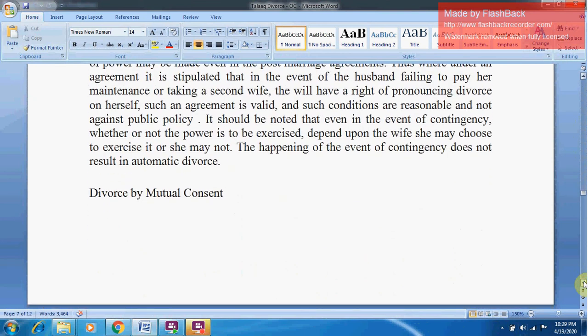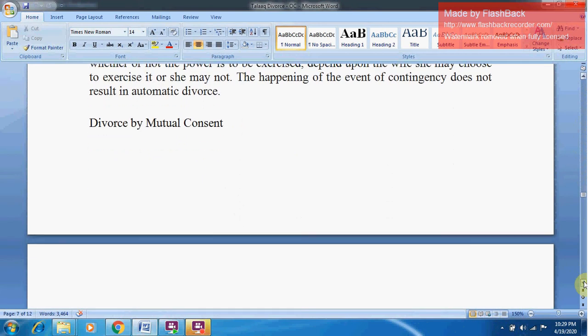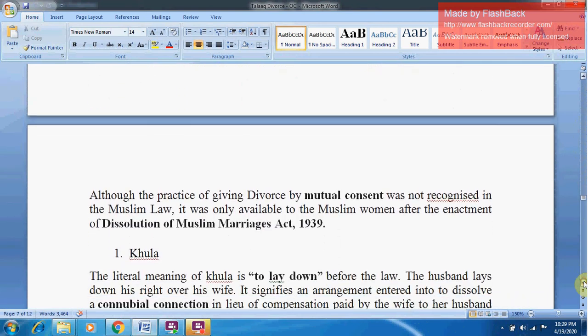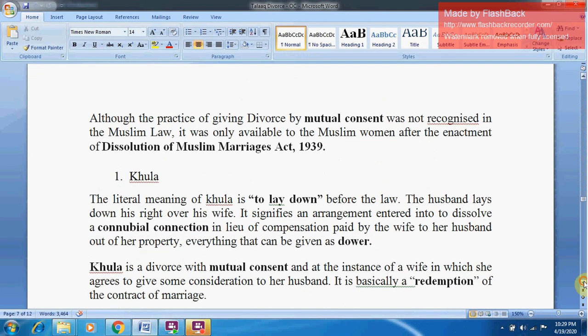Now, the third point is divorce by mutual consent. Although the practice of giving divorce by mutual consent was not recognized in Muslim law, it was made available to Muslim women after the enactment of the Dissolution of Muslim Marriages Act 1939. That is, it is recognized.